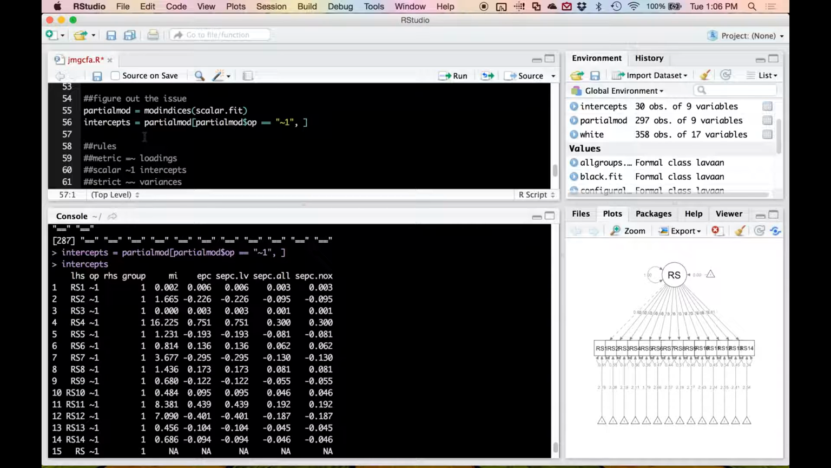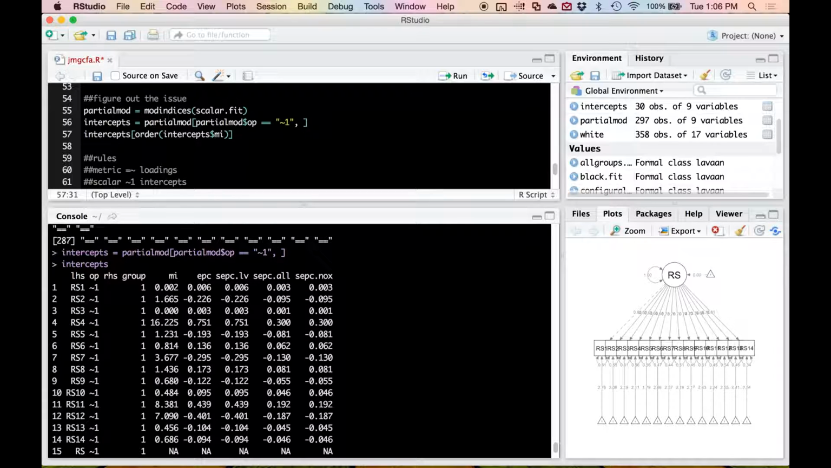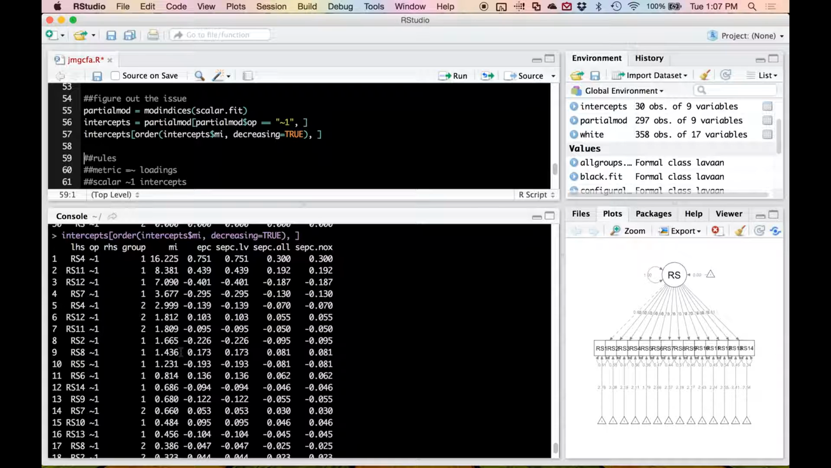Now, one thing you could do now is actually sort these bad boys. So I could do intercepts, and I want to sort by intercepts, which is the order function. We have to have the specific column we want to sort on, and I want to sort on MI. MI stands for modification indices, so I want to sort the modification indices in decreasing order. Decreasing equals TRUE. So what does this line do? It takes the intercept data frame that we have made and says order this data frame by the MI column. I want to order by rows and get all columns back. That makes it a little bit faster to see which one's the biggest.